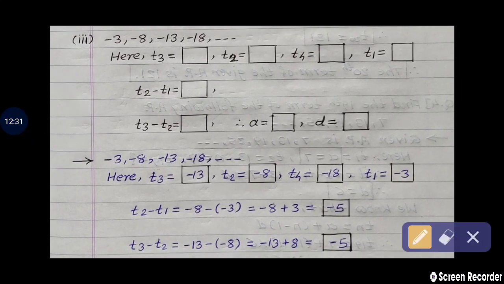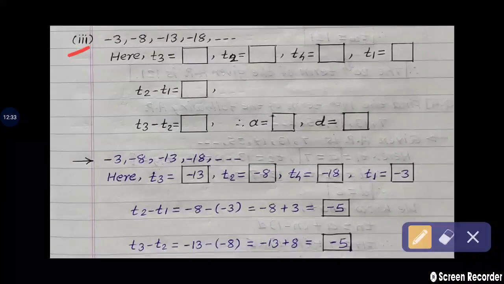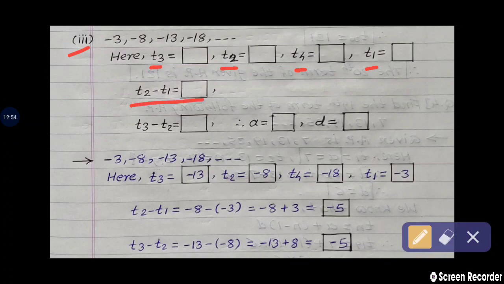The given AP, the third option in this practice set, is minus 3, minus 8, minus 13, minus 18 and so on. Here T3 is equal to what? T2 is equal to what? The order changes: third term first, then second term, then fourth term, then first term. Then find the difference T2 minus T1, then T3 minus T2. At the end, write the first term A and the difference. So in the answer, write the given AP as it is in this step.